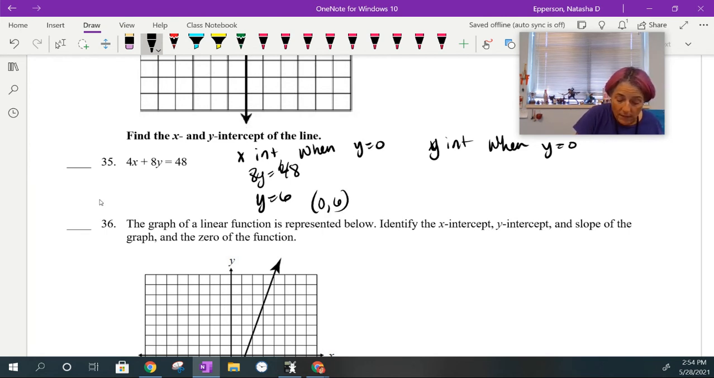And in this equation, if x is equal to 0, that should be when x is equal to 0. Hold on, I switched. It's been a long day. This would be 8y is equal to 48. That would be y is equal to 6. So this would be 0, 6.